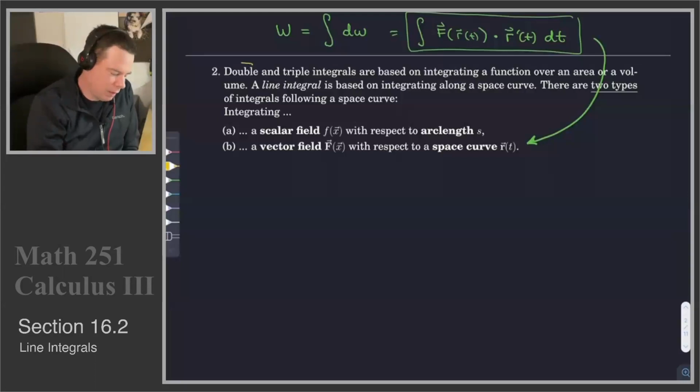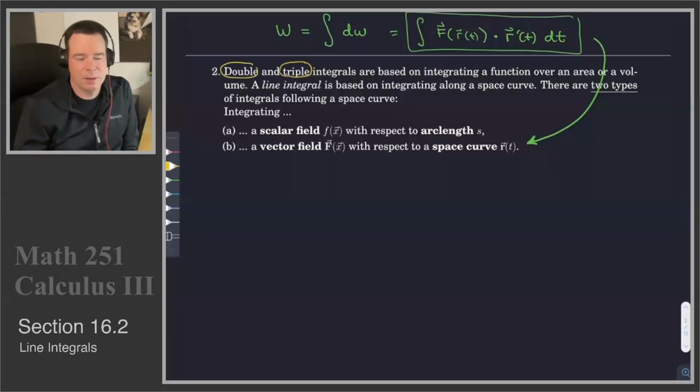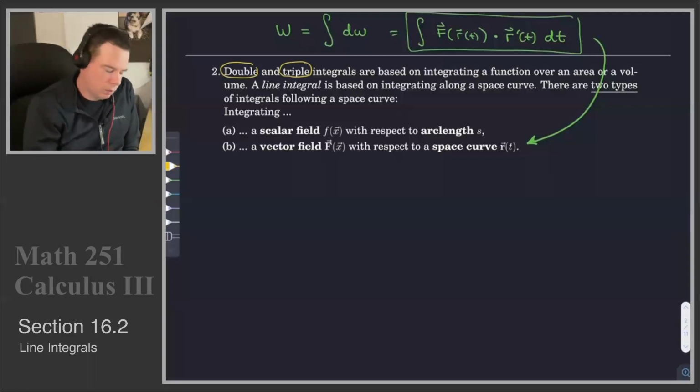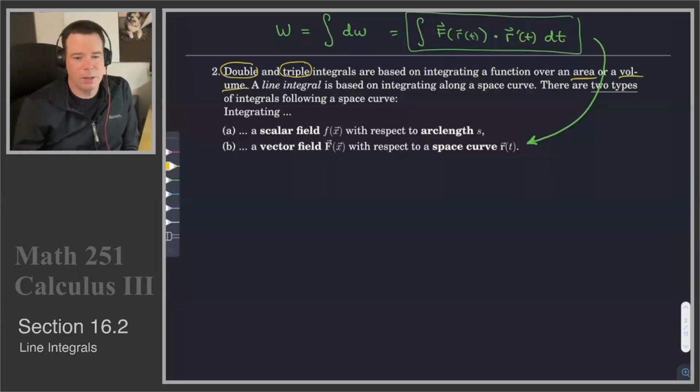In chapter 15, we looked at double and triple integrals, essentially extending the ideas from Calculus 2 to regions in the plane and regions in space. And so those were integration over areas or integration over volumes. Now we're going to come back to this idea of integrating along a line.